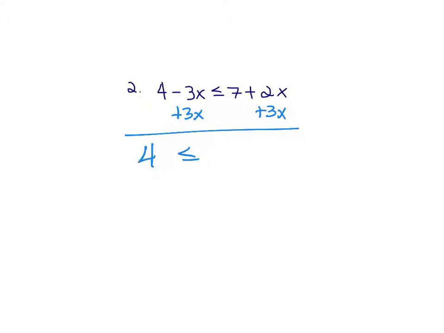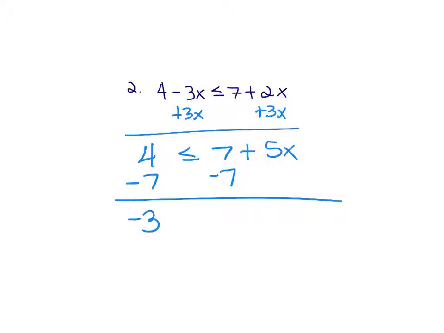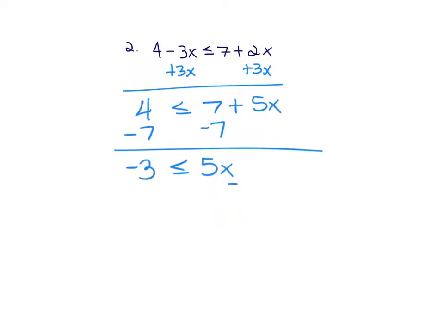So I'm going to add the 3. I'm left with 4 is less than or equal to 7 plus 5x. And now I'm going to move the 7. And I get negative 3 is less than or equal to 5x. I now need to divide by 5. Negative 3/5 less than or equal to x.